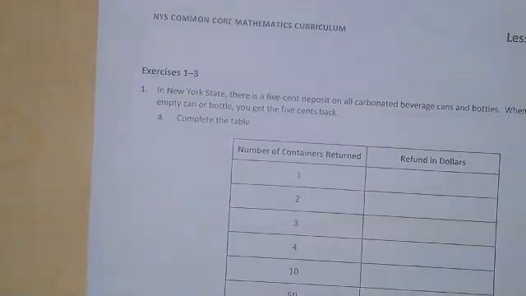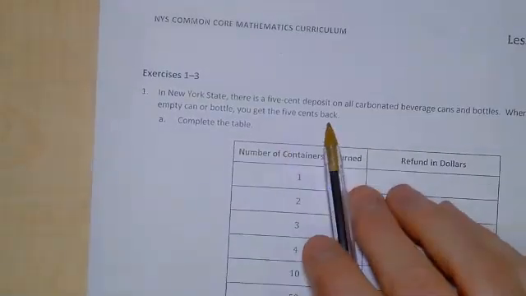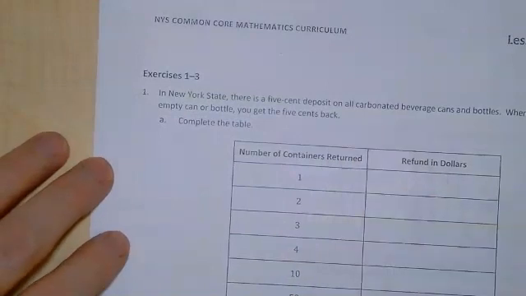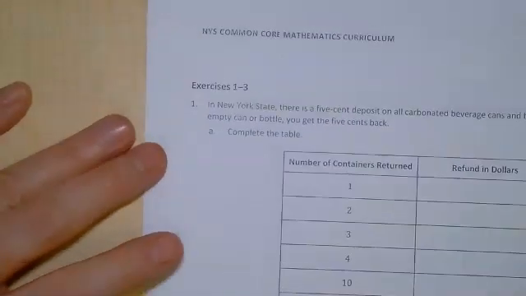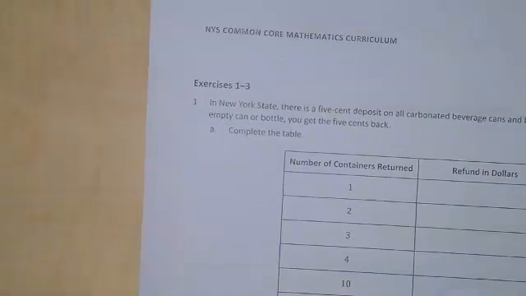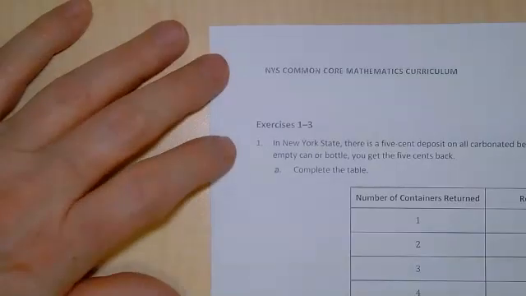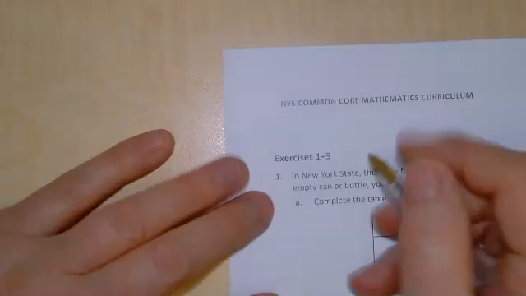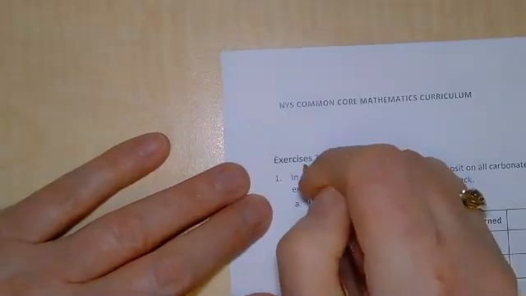Here it says in New York State, there's a 5-cent deposit on carbonated beverages, cans, and bottles. So in our state, it's not 5 cents. So let's make it be about our state. Let's see how we do bottles and cans. Ready? So I'm going to change New York to Michigan.